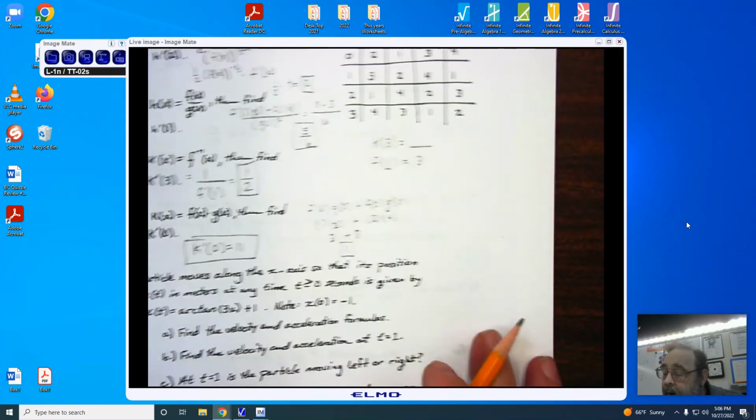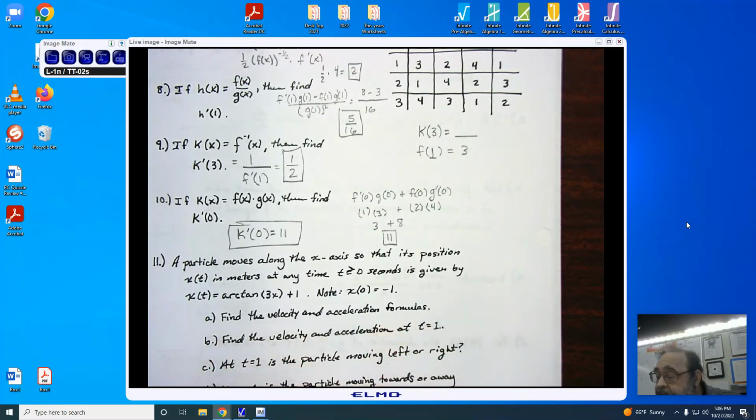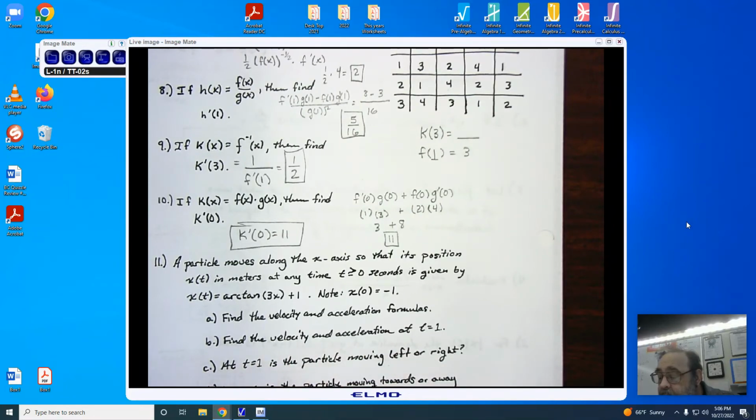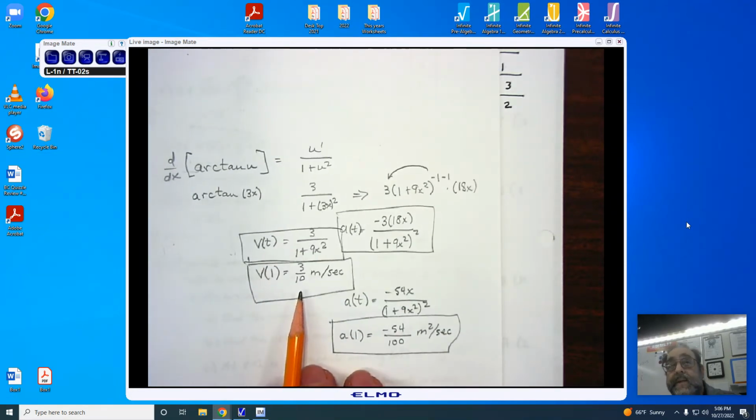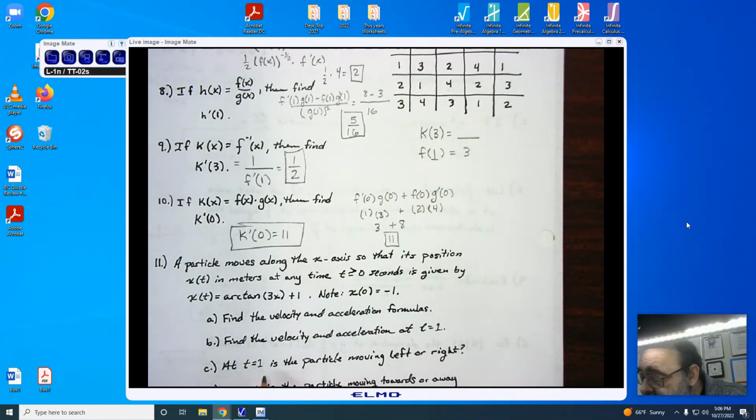Let's now go back to our questions. Starting with A, we found our velocity and our acceleration. We plugged in for B, 1, and we found our velocity and acceleration at 1. Whether our particle is moving left or right is based on the velocity, which we saw was positive. Since we have a positive velocity, we know that our particle is moving to the right. And that's what we would write. The particle is moving to the right.